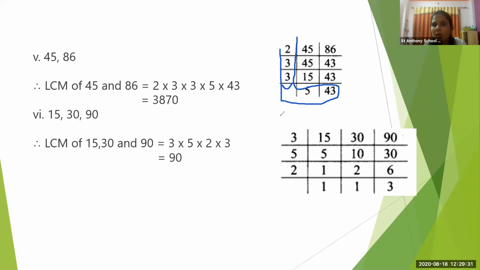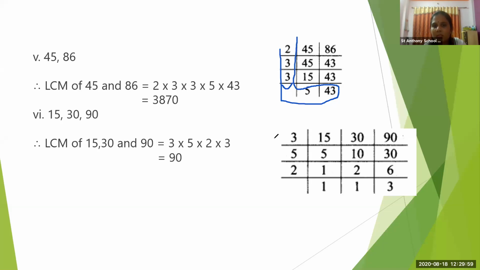So if here again there is 5, 10, 30, then all three numbers are divisible by 5. So 5 1s are 5, 5 2s are 10 and 5 6s are 30, right? Now here 2 is there and 6 is there. So both the numbers are divided by 2. So 2 1s are 2 and 2 3s are 6. Done.